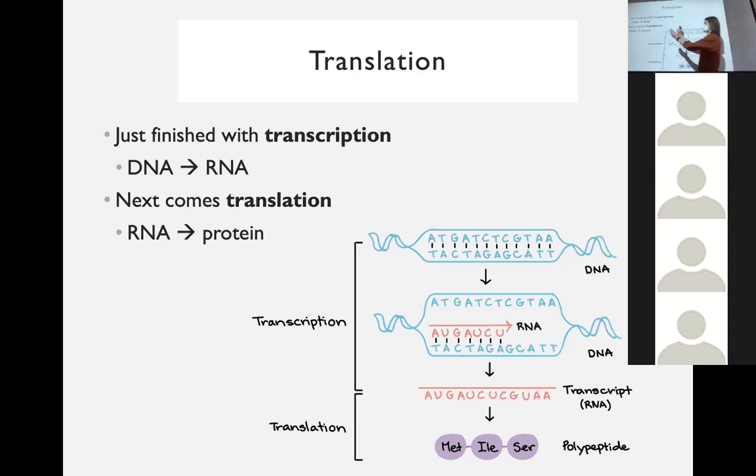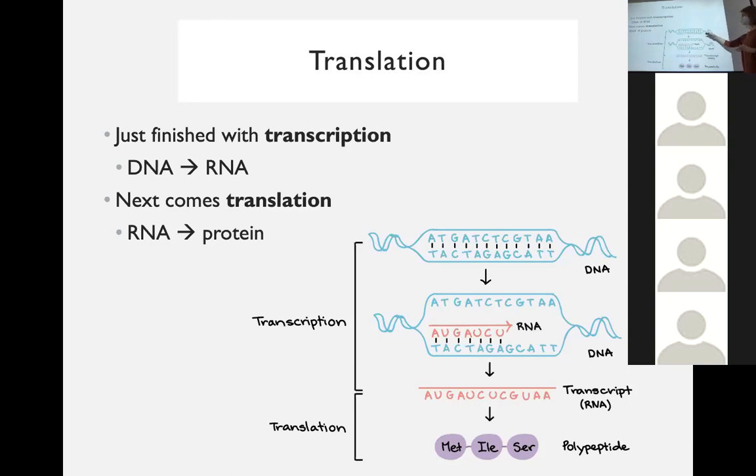Now we're on to translation. We know what's happening there. We're going to take that RNA molecule we made in transcription and we're going to use it to build the eventual protein. So this is the very end of the central dogma of biology, DNA to RNA to protein. We're doing that last step, RNA to protein.